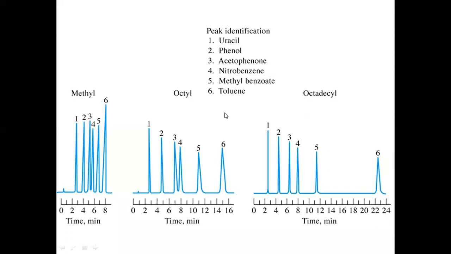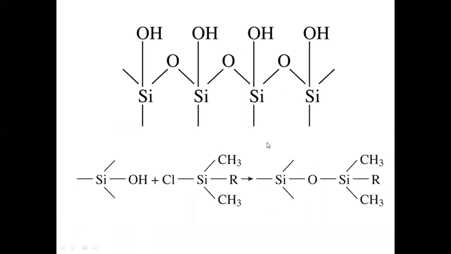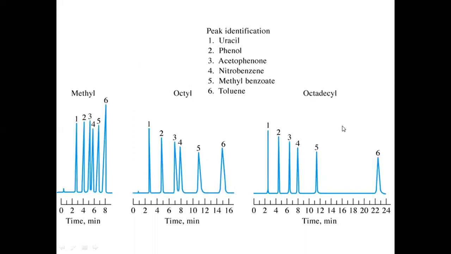So this methyl silane, octyl silane, or octadecyl silane is derived from the stationary phase which I have presented here. In place of this R, if you put a methyl group, this is going to be methyl silane. In place of this R, if you put an octyl group, this is going to be octyl silane. And similarly, if you put C18H37 here, this is going to be octadecyl silane. So three different stationary phases were used in order to separate these six compounds separately.